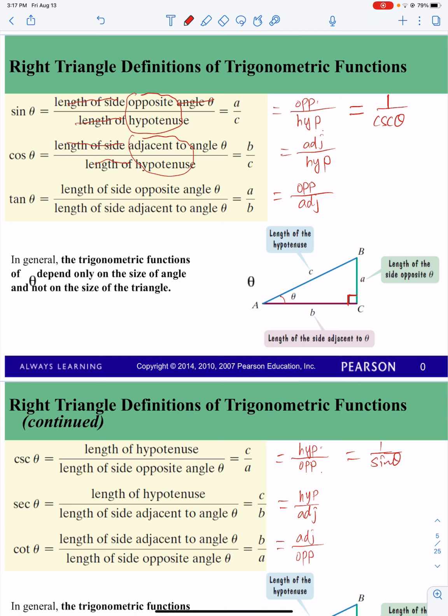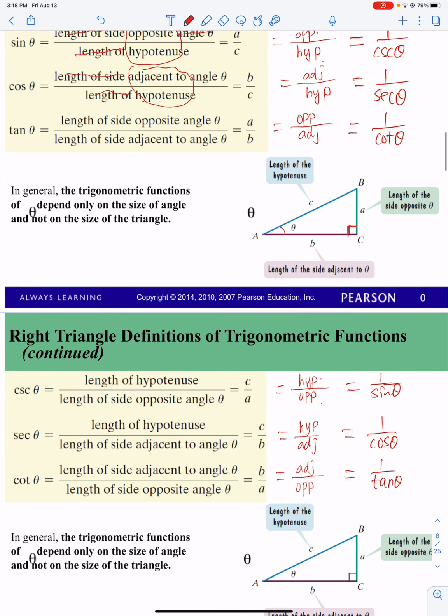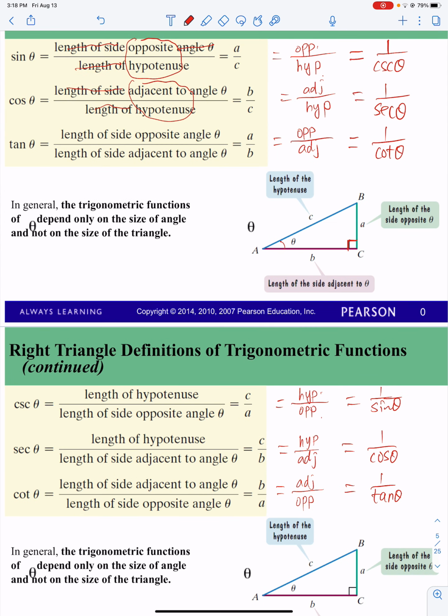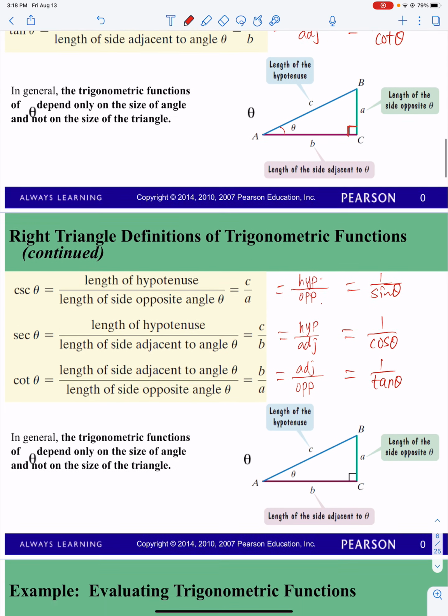And then cosine theta equals 1 over secant theta. And here, secant theta is what? Similarly 1 over cosine theta. And tangent is 1 over cotangent theta, and cotangent is 1 over tangent theta. From the definition we immediately notice these common things. These are also called what? The identities. Later on we will do it.